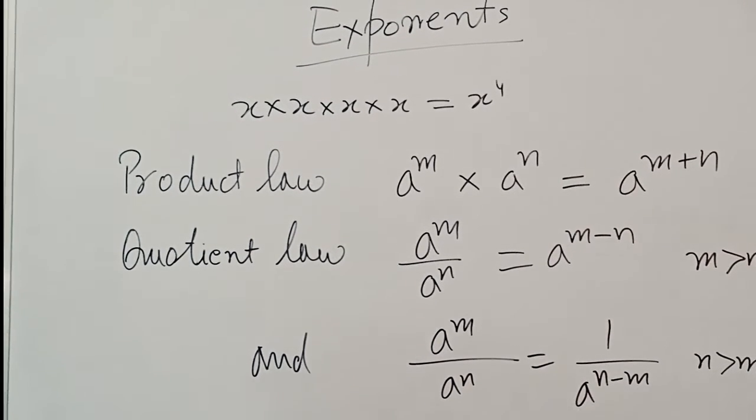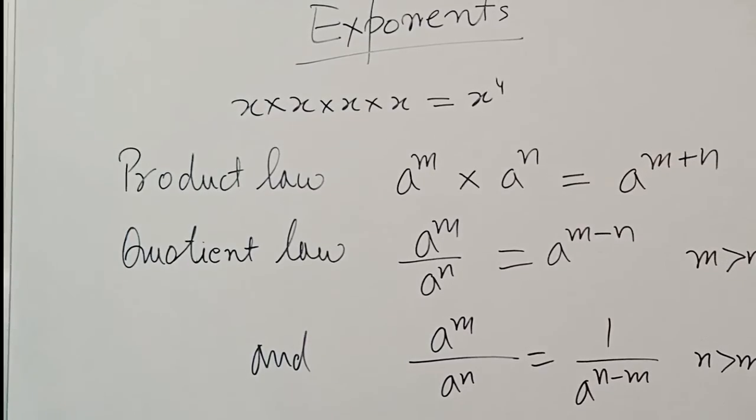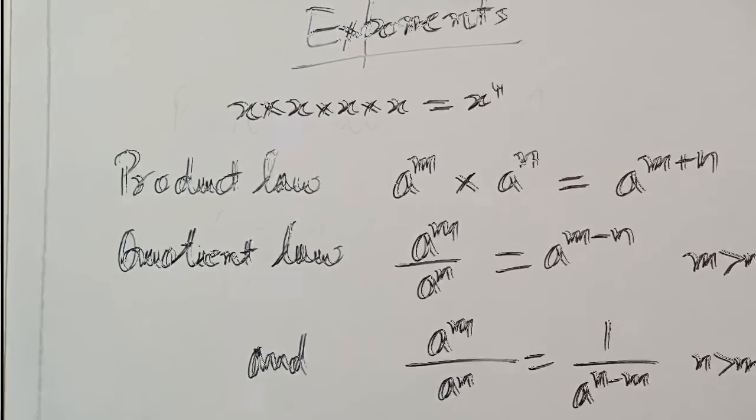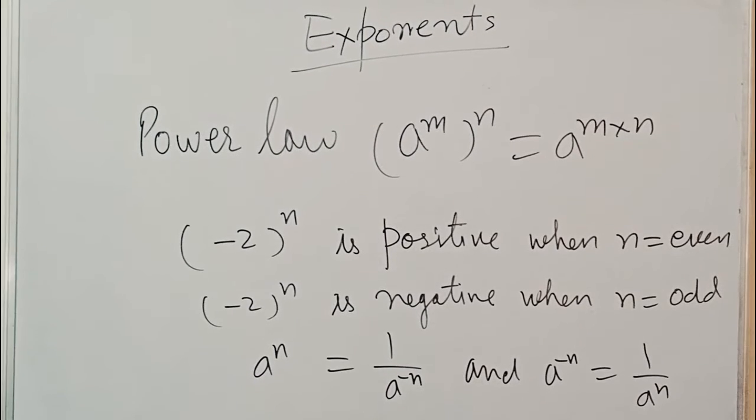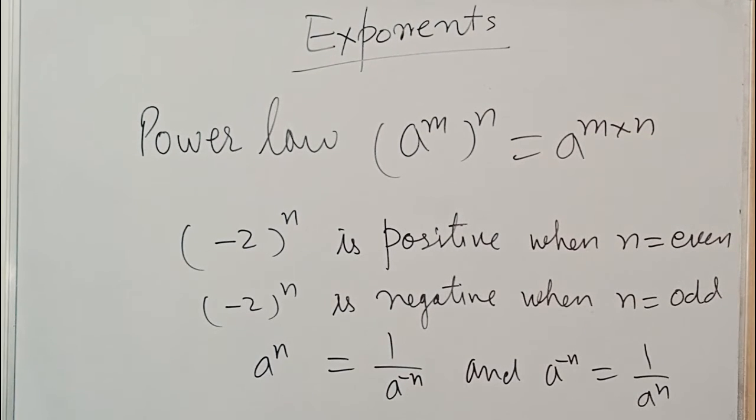Another law is the power law. Third is the power law, that is a to the power m and the whole power n. Whenever we have the base a having the power m and the whole power n, the powers will multiply together. That will be written a to the power m multiplied by n. So these are the 3 laws. With the help of these we will try to do the sums of exercise 2.